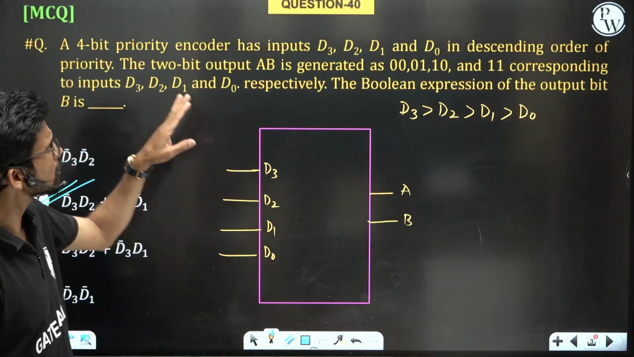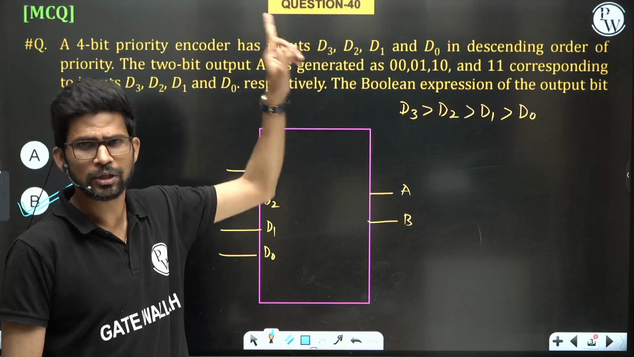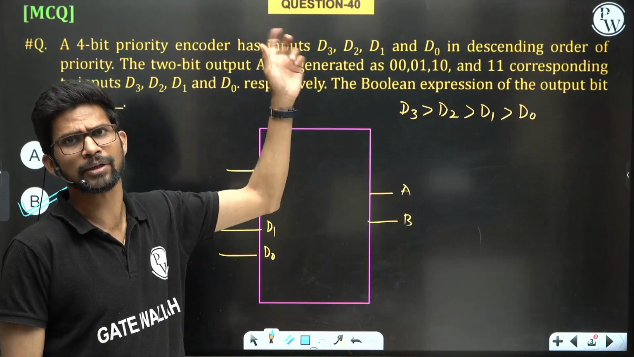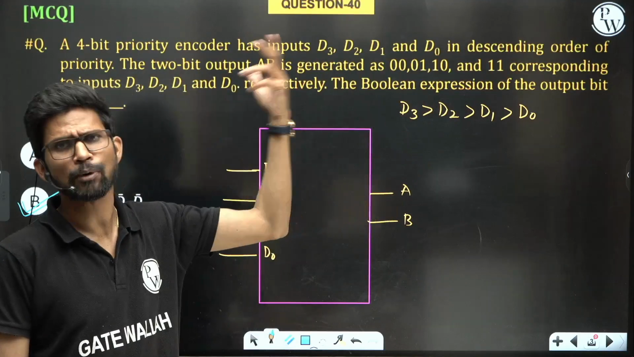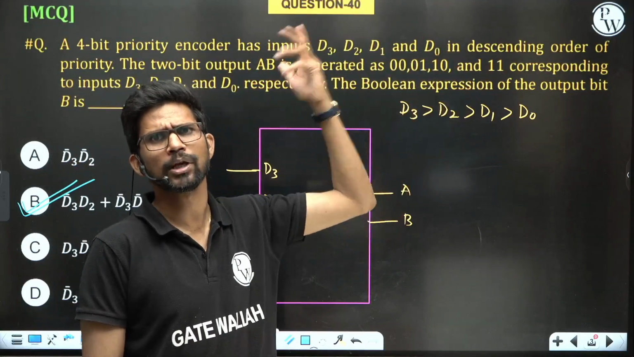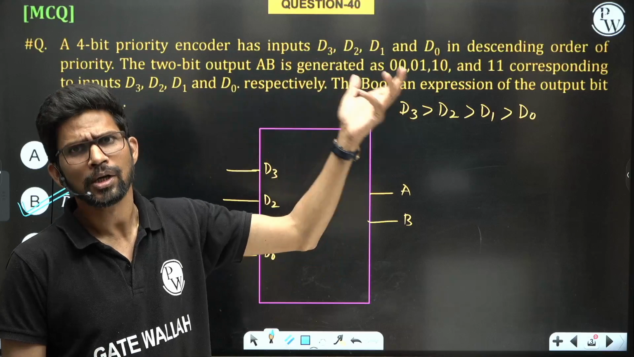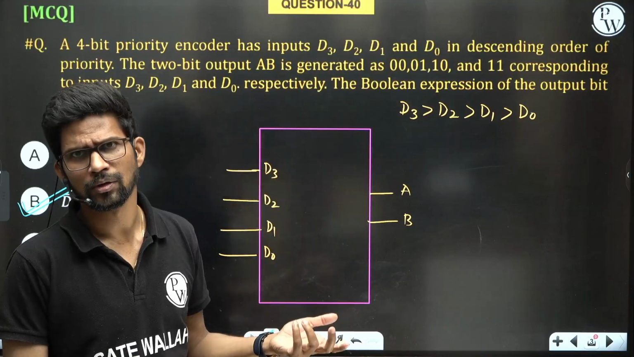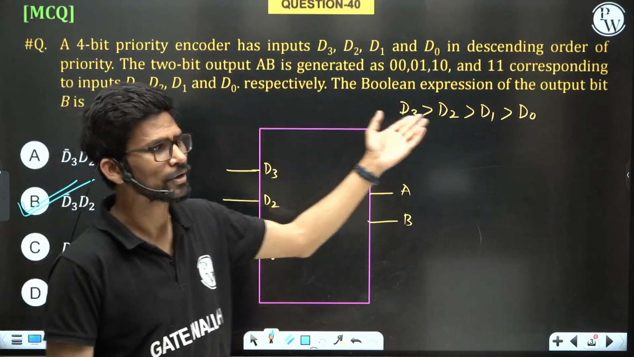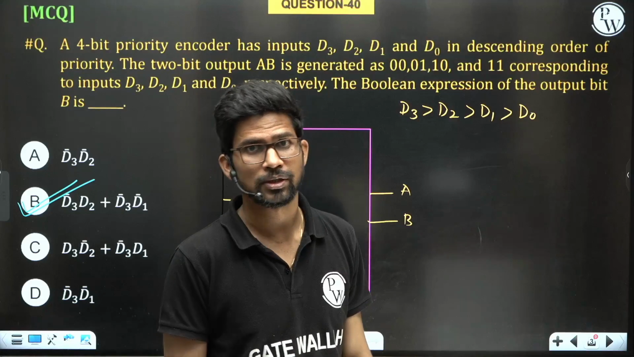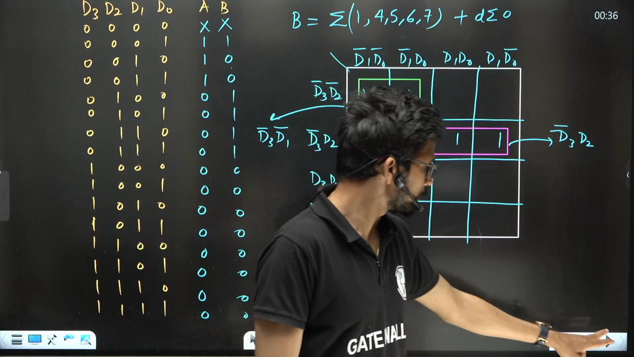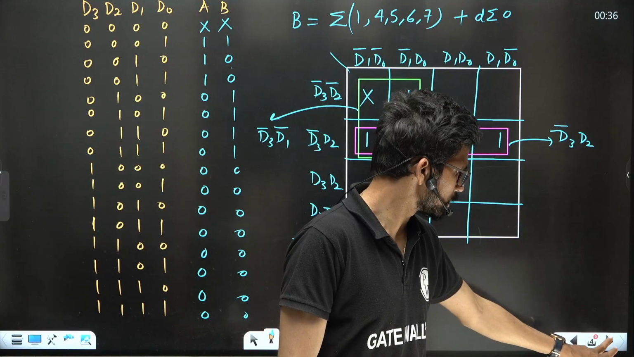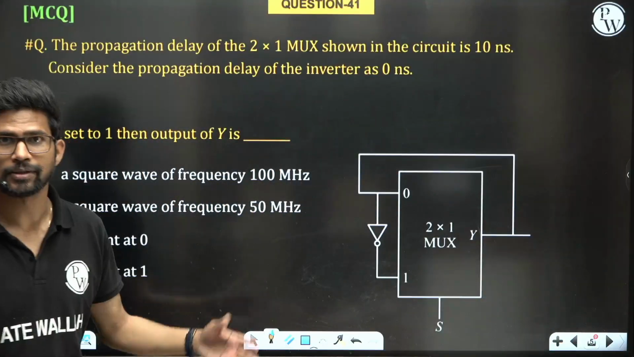Why? Because in general, if at the D3 bit there is 1, output is in general 1 1. Corresponding to D2 output is 1 0. Corresponding to D1 output is 0 1. Corresponding to D0 output is 0 0. Okay, but here they have reversed the order, and that's why this question is tricky. If you don't read the question carefully, you will end up finding the wrong solution. Okay, so now let us discuss the next question.